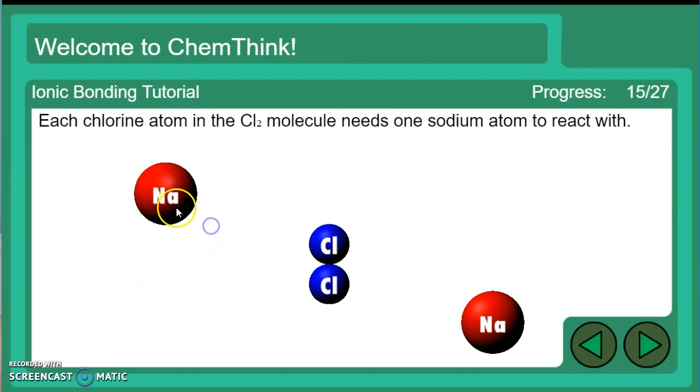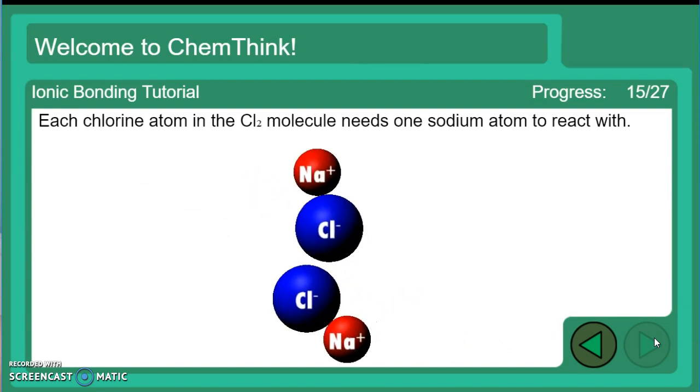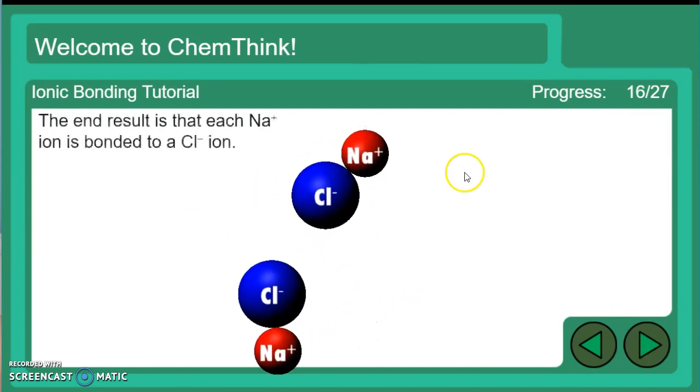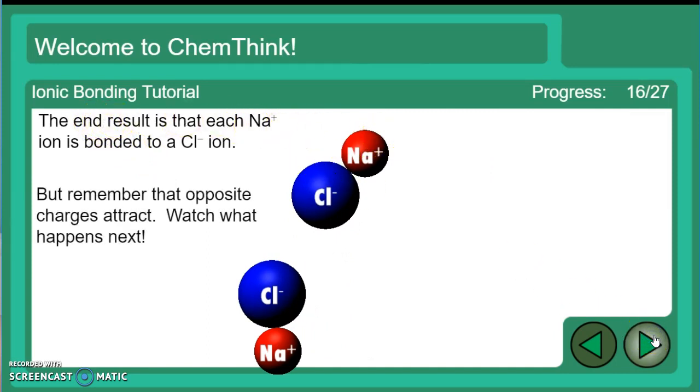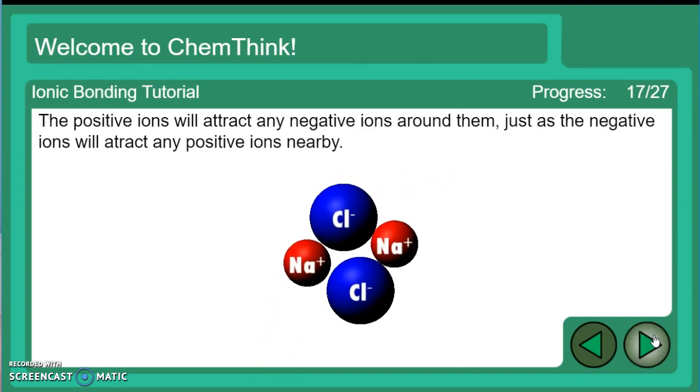Each chlorine, reaction. Let's see. Here we go. So they transfer those electrons, and they react with one another. The end result: positive ion, negative ion. They bond together. Remember, opposite charges attract. A positive ion will attract to negative ions nearby, etc. So watch the form they make.